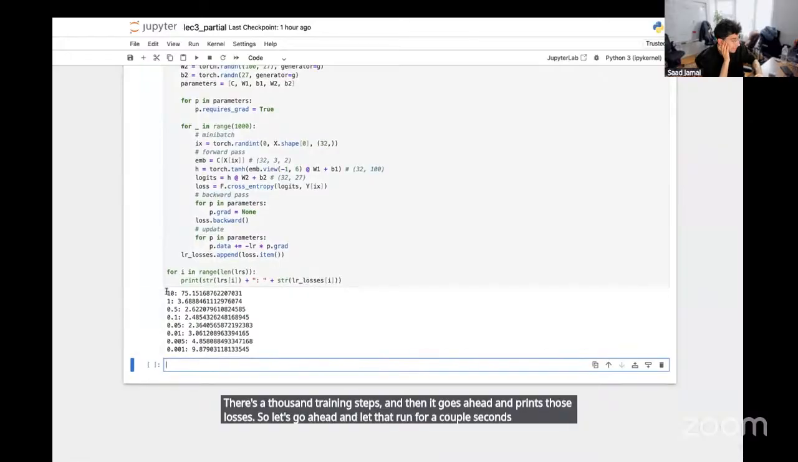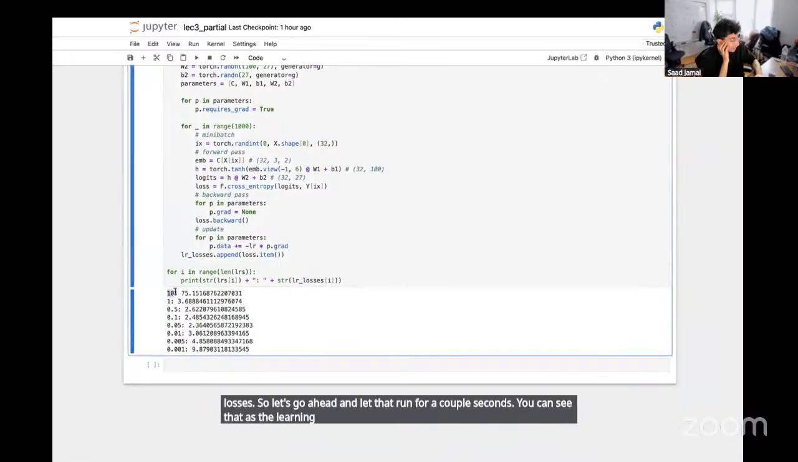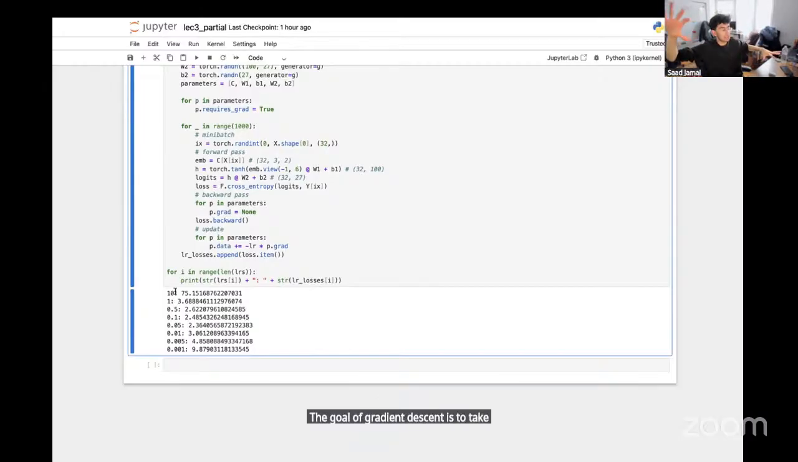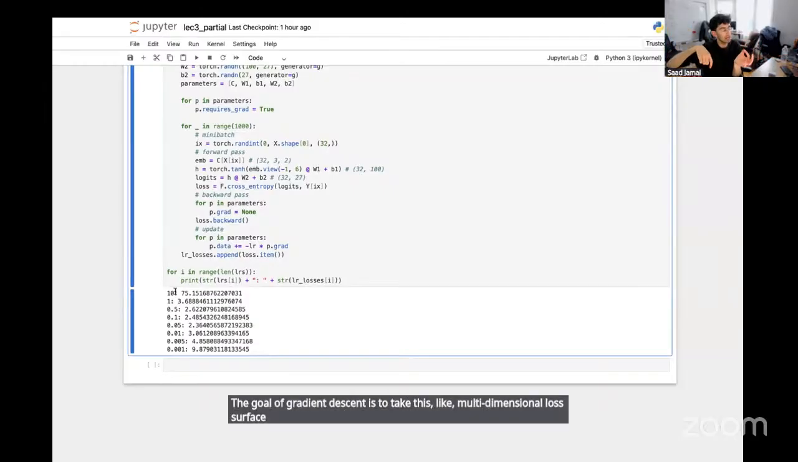You can see that as the learning rate is too high, our model, when it's doing gradient descent, you can imagine if there's like a parabola, it's just like bouncing up and down. The goal of gradient descent is to take this multi-dimensional loss surface and find the minimum. But what you do every time you do gradient descent is you kind of flick the ball, you flick your loss in the direction of the minimum. But if your learning rate is too high, you're just going to be bouncing all over the place. So that's what's going on here.